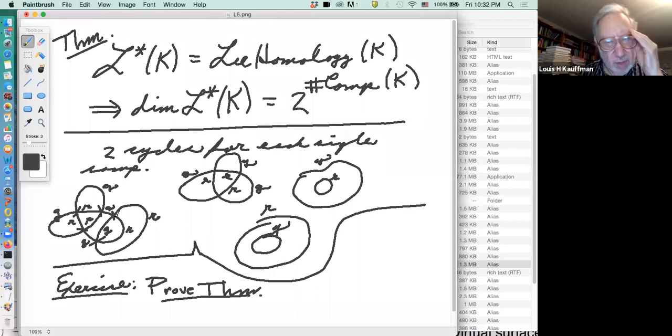And so we know everything about the Lie homology in the classical case. And it has to do with simple coloring of the diagram. Now I'm going to stay with the classical case and describe how Rasmussen uses this information to get a deep theorem. But any questions so far? Okay.